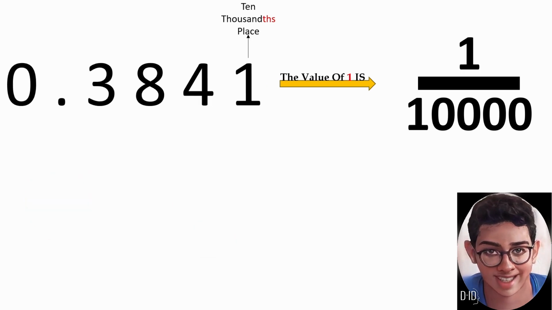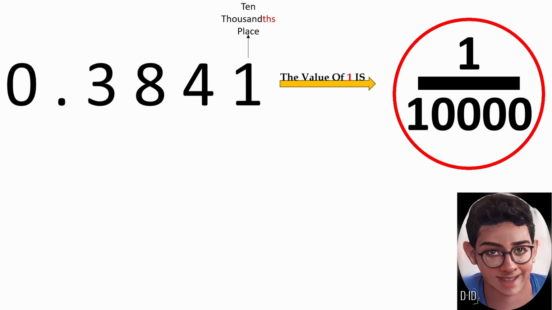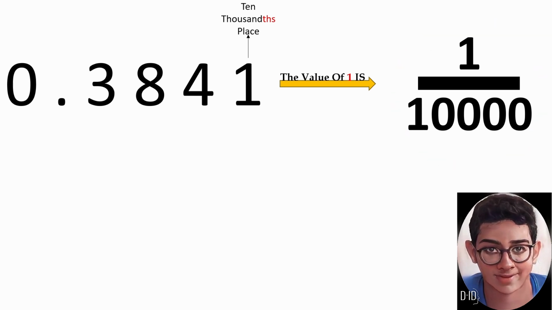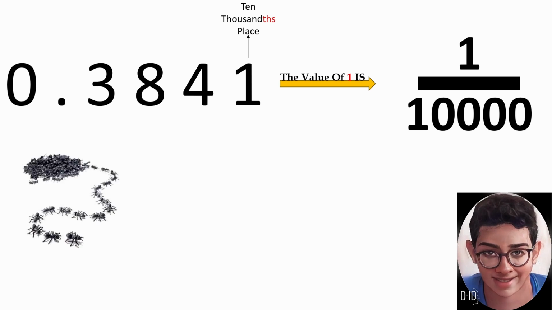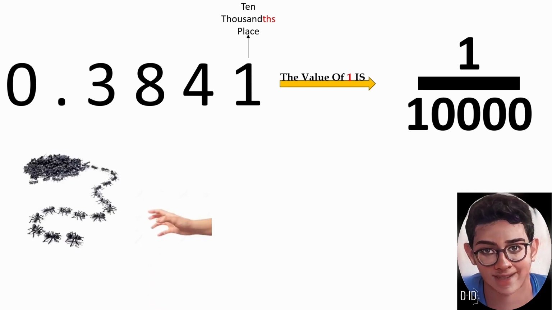Time for our final place value of this video, the 10,000ths place. This decimal place can be written as 1/10,000. An example of this would be, if there were 10,000 ants, and I picked up one of them, I would have 1 out of 10,000 ants.